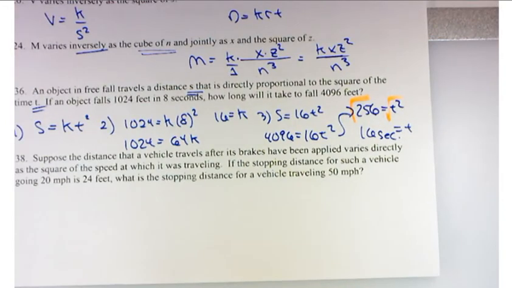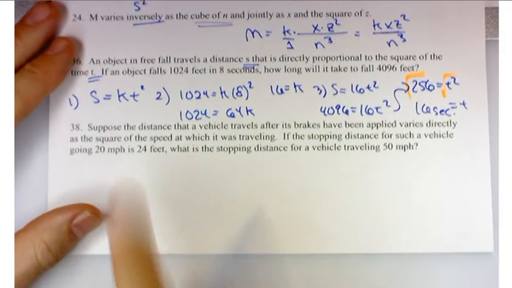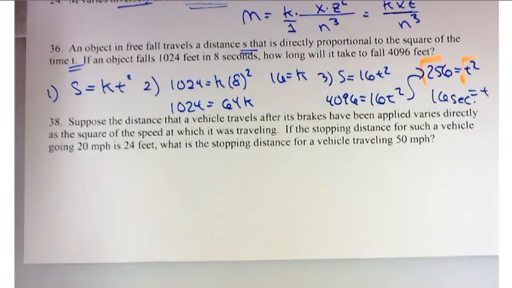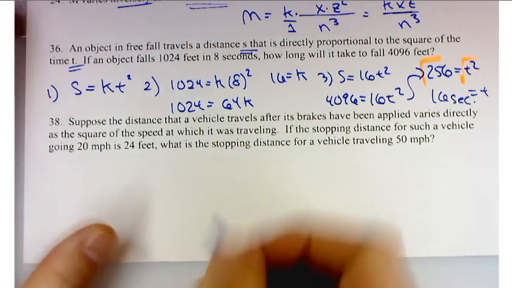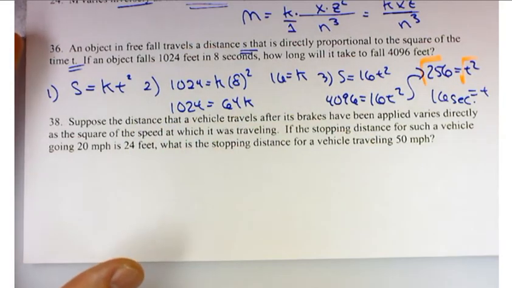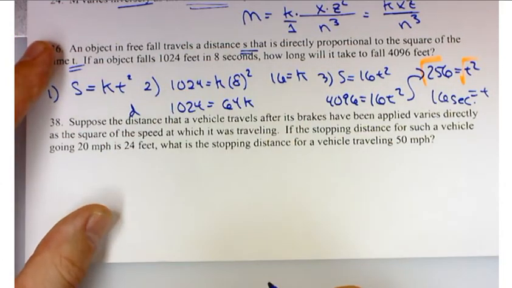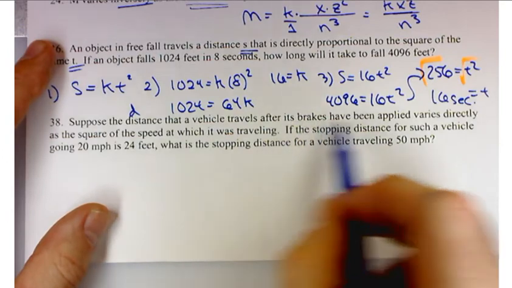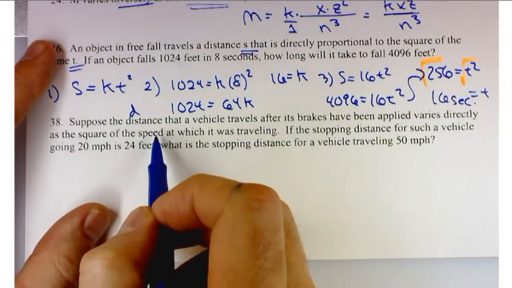Kind of the same pattern here. Problem number 38. Suppose the distance that a vehicle travels after brakes have been applied varies directly as the square of the speed at which it was traveling. So, in this one, they kind of leave it up to you to figure out what variable names you're going to use. I would suggest that when you're doing these things, you give yourself some variable names that reflect the problem, like d for distance. So the distance that a vehicle travels after its brakes have been applied varies directly with the square of the speed.